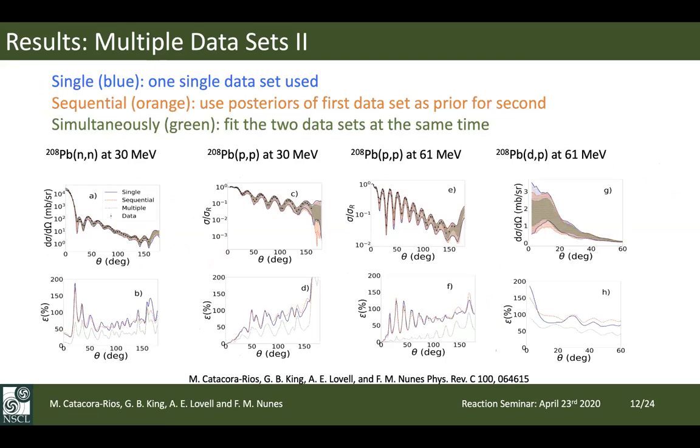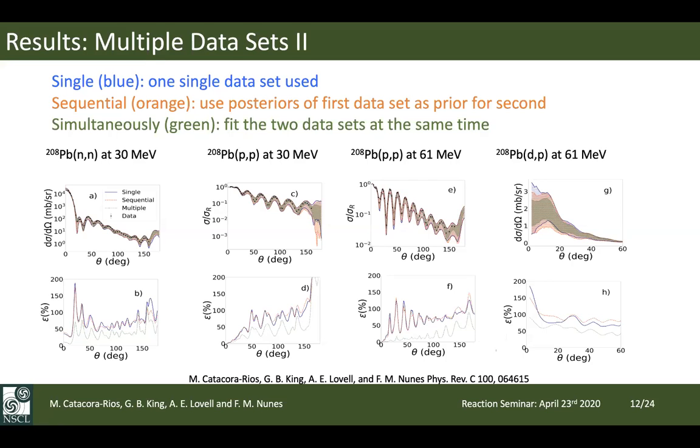We see that the other lead cases show a similar trend. We have the incoming channels, once again, 208 lead neutron at 30 MeV and 208 lead proton at 30 MeV, and the outgoing channels 208 lead proton at 61 MeV. And here's the transfer cross section, and we see that when fitting elastic scattering, the multiple or simultaneous fit, the green in these plots, always does better. And this lower uncertainty in all of the cases actually gets propagated to the transfer.